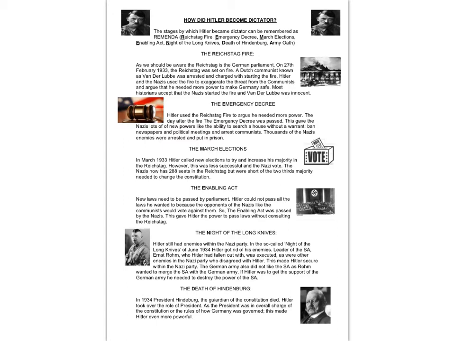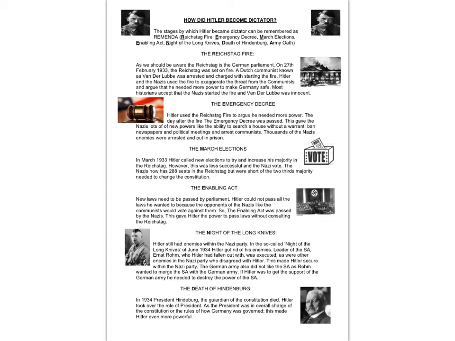The Enabling Act. New laws were needed and had to be passed by Parliament. Hitler could not pass all the laws he wanted because the opponents of the Nazis, like the communists, would vote against them. So the Enabling Act was passed by the Nazis. This gave Hitler the power to pass laws without consulting the Reichstag, and also resulted in the Reichstag voting itself out of existence.